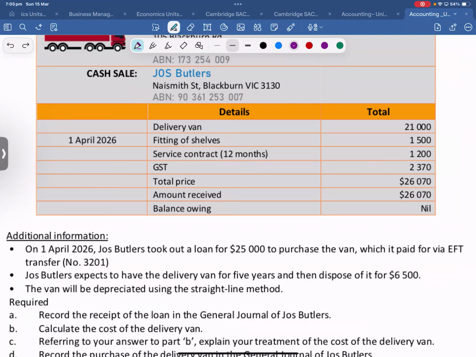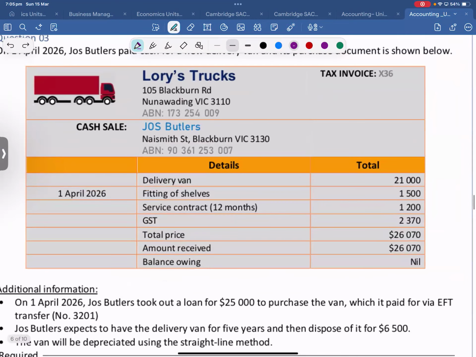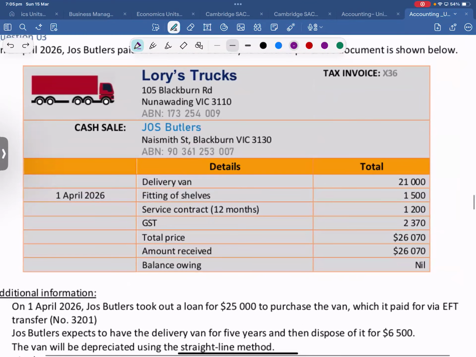Oh, so it's an invoice. It's an amount. You know the cash there, but it's not an amount received. What can I say? You know, cash.